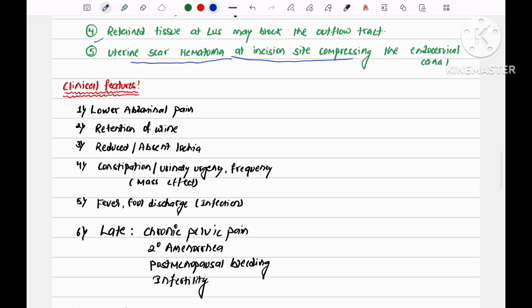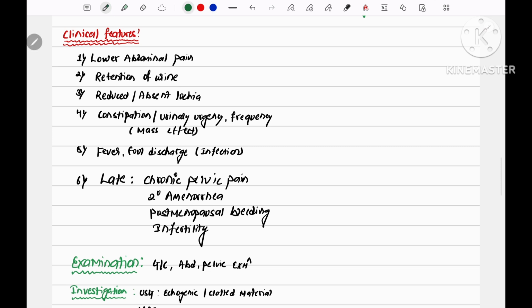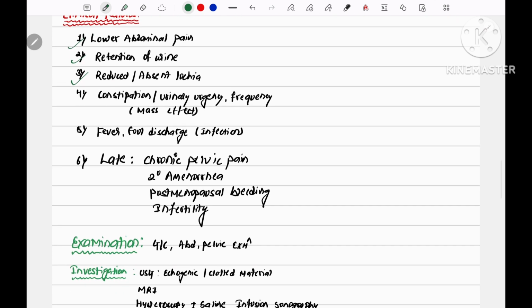Now we have to know the clinical features. The first and most common is lower abdominal pain, the second one is retention of urine, and the third one is reduced or absent lochia. So these three are the major complaints by which the patient presents either to the emergency or to the OPD, that she is having lower abdominal pain and retention of urine. Either it can be acute or chronic, or there can be reduced or absent lochia.